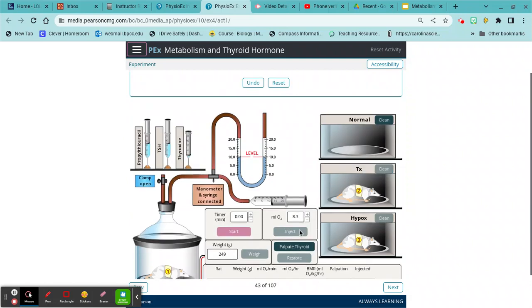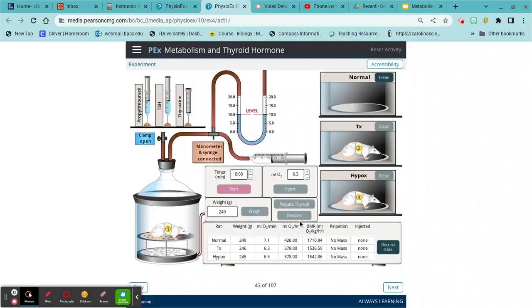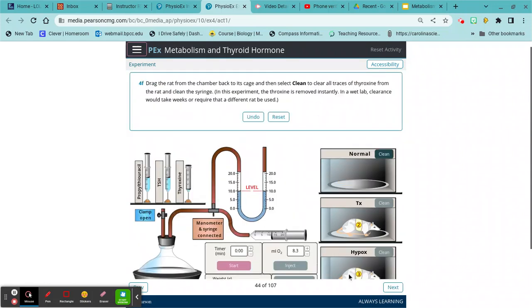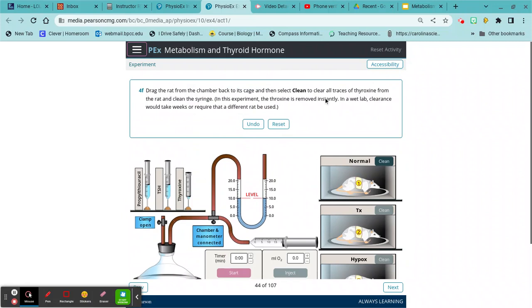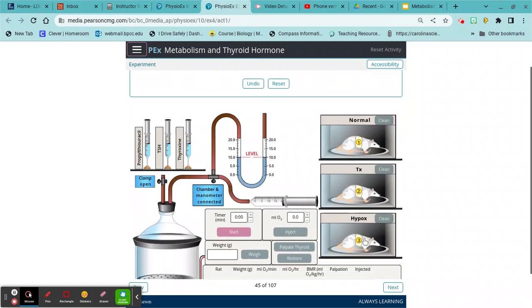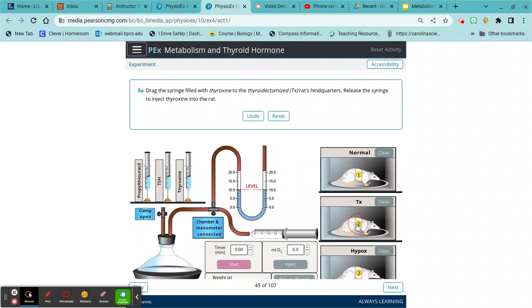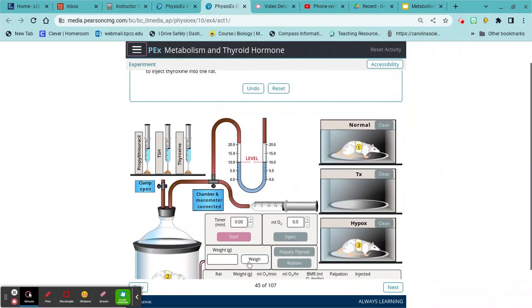We're submitting. We're going to palpate our little rat. No findings. We're going to record our data. And then it says drag the rat from the chamber back to its cage, and select clean to clean the area of all thyroxine. Again, that would take weeks to do in real life is what they're implying. So let's do this with all of the rats. We're pulling the rat over, getting a weight, turning this on, and taking this to a minute.